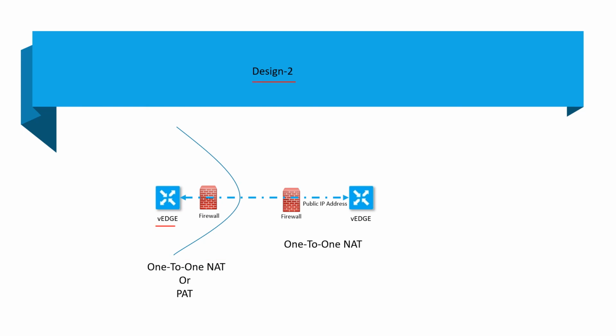Let's talk about design 2. I have a vEdge device and this is my firewall. On the other side, I have a firewall and then a vEdge device. This time, this public IP address is one-to-one NAT. This side also I might have one-to-one NAT or the PAT IP address, and this also works.